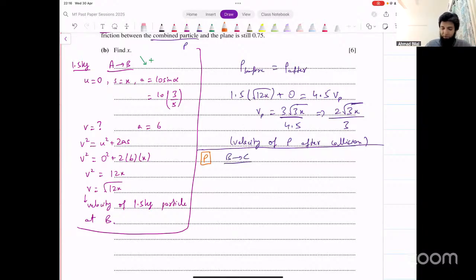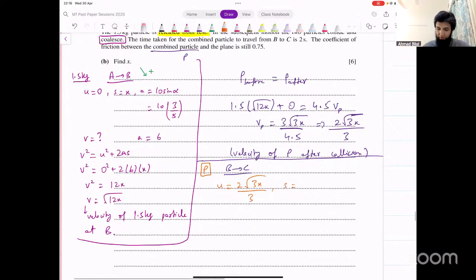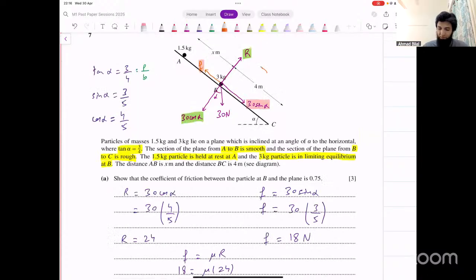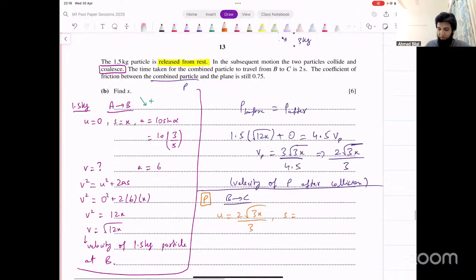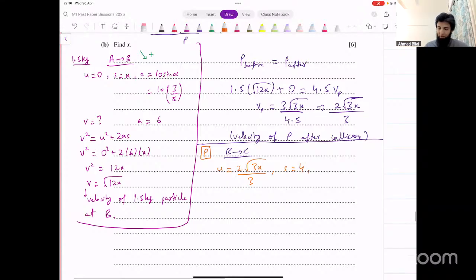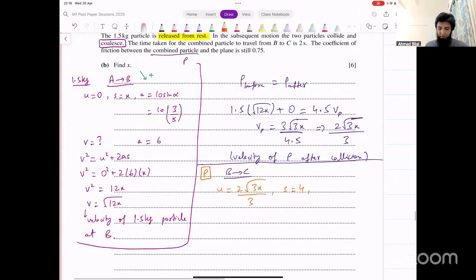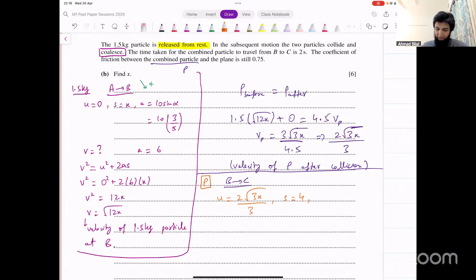Now, what don't we know about this part of the journey? We know the initial velocity of this combined particle. We found that here in terms of x. So we can say the initial velocity is 2 under root 3 times x divided by 3. What about acceleration? We'll have to find that. Let's leave that for now. Displacement is 4. We are considering downward direction positive. What are we looking for? Eventually, we want to find the value for x. It takes 2 seconds to go from B to C, so the time taken is 2 seconds. And we can find the acceleration now. How do you do that?